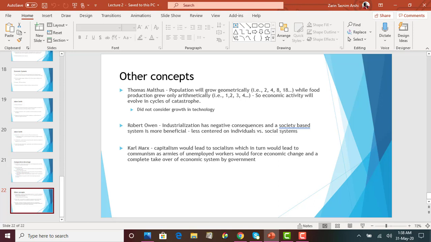Then another economist, Robert Owen, he said industrialization of free market society has a lot of negative consequences, and we should focus more on society-based system. He's saying that the focus should be more on the society rather than the individuals. Okay. And finally, we have Karl Marx. He's a very popular economist. He said that capitalism ultimately converts into a socialist economy, which ultimately converts into a communist society. That's exactly what happened in Russia, and that's what Karl Marx used to explain his theory. However, we don't have to know these in details, but we just have to know what each of these economists said in short.